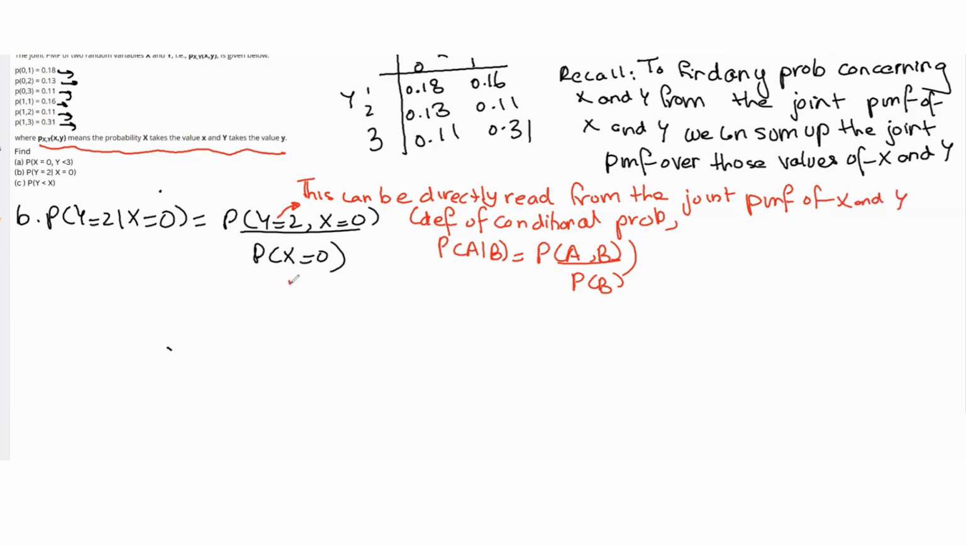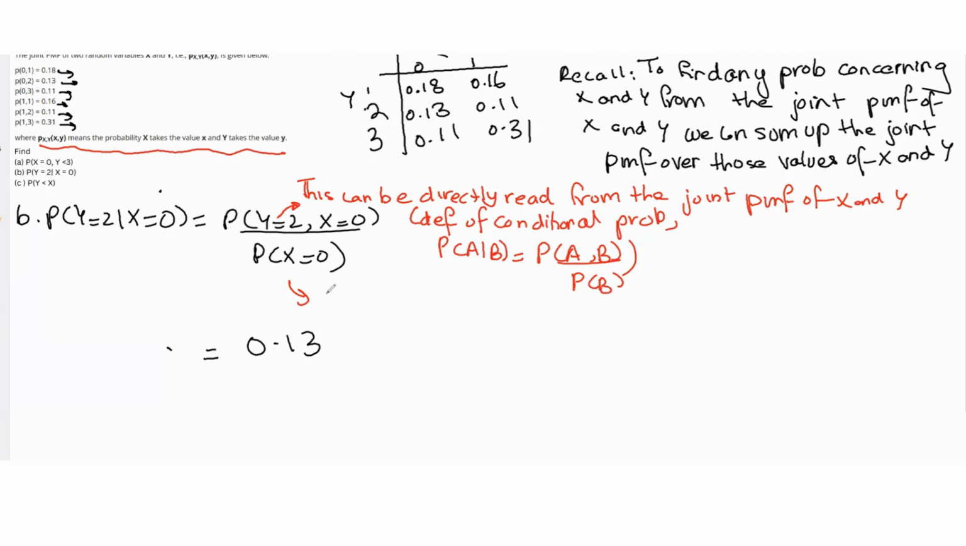Right, so this we can directly read from the joint PMF of x and y. Let's just first read it and then we'll move forward. So we want to find the probability that y is 2 and x is 0, right? Remember the joint PMF gives us probabilities in the form probability x is x and y is y. So here we want the probability y is 2 and x is 0. Any probability in the form that x is x and y is y can just be directly read from the joint PMF. Now let's look at the second one.